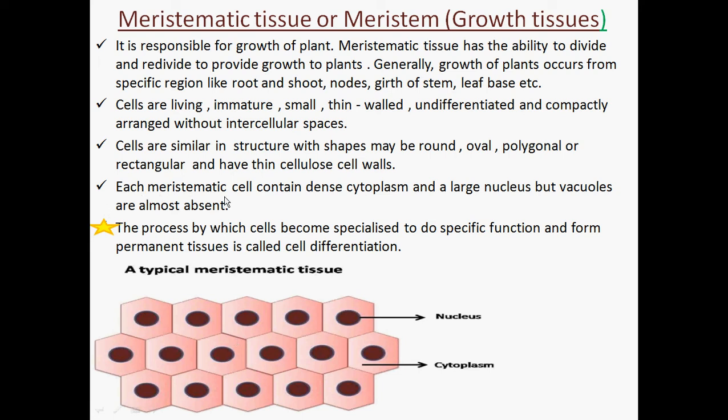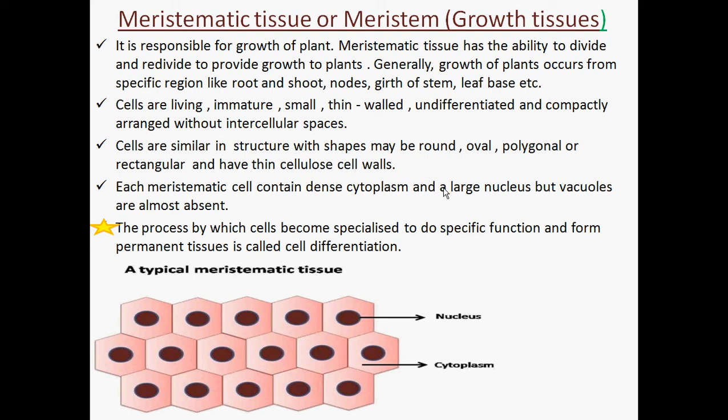And each meristematic cell contains dense cytoplasm and a large nucleus. Why do they have dense cytoplasm? Because the cell has to divide many times, so they should have dense cytoplasm so that the other cell which has been divided has the cytoplasm properly and is able to function properly. And they have a large nucleus because they have to divide further and further, and the nucleus has to look after the process of division.